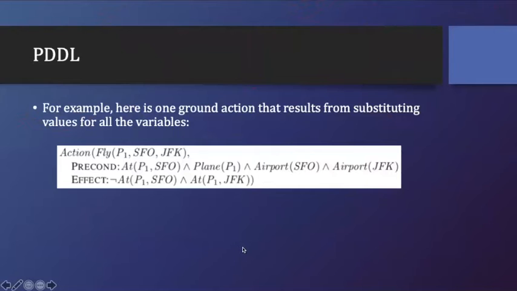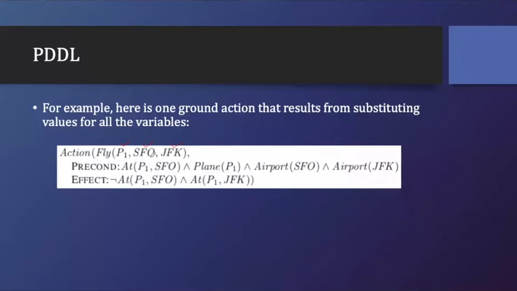Let's see some examples here. So the same example of the fly action that was in the previous slide, we just use here also. What it says is that we have to perform an action. The action name is fly, and we have to fly plane 1 from, let's say, San Francisco airport to JF Kennedy airport.